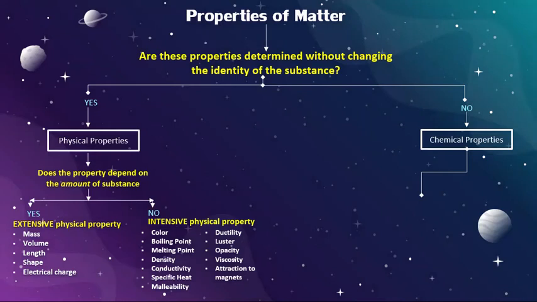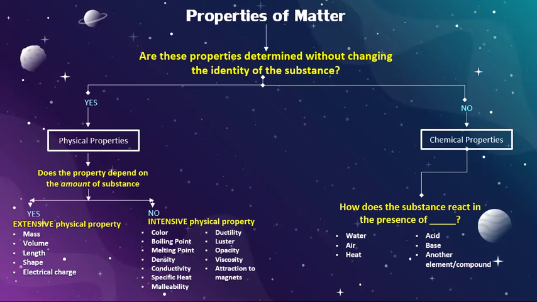Okay, now let's take a look at chemical properties. So the question you want to ask yourself when you're trying to determine if the property you're examining is chemical is: how does the substance react in the presence of water, air, heat, acid, base, or another element or compound?